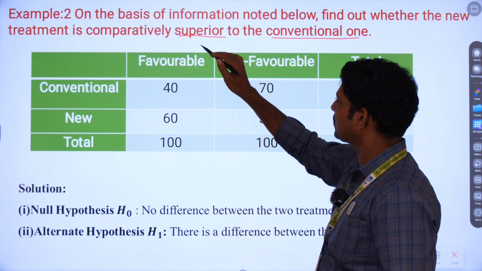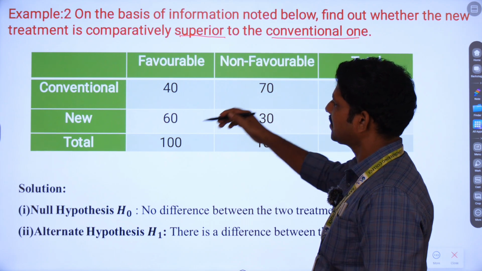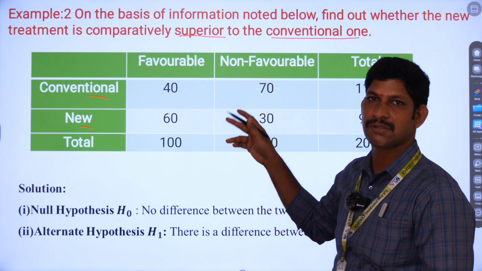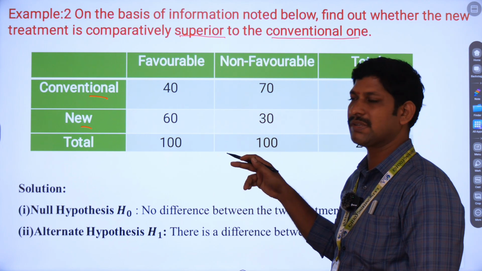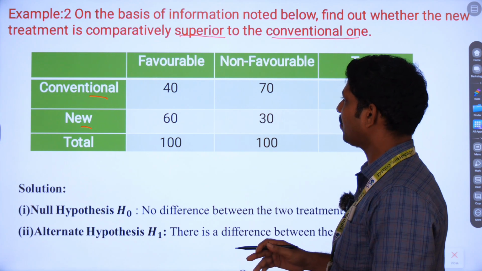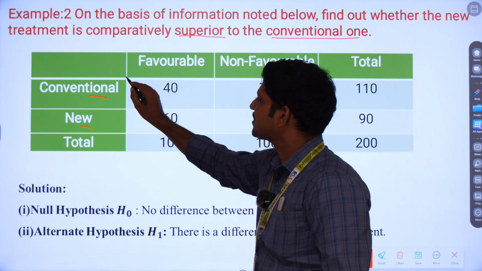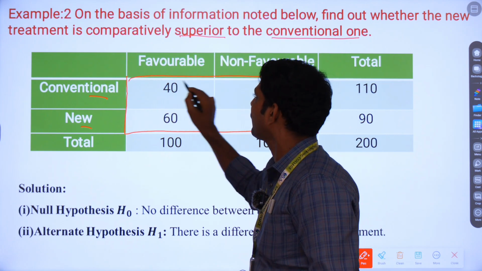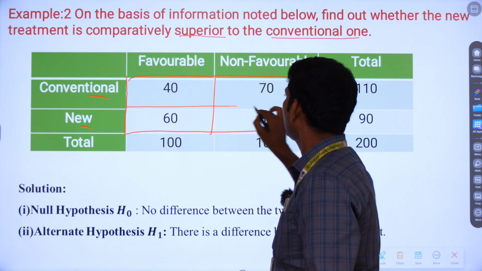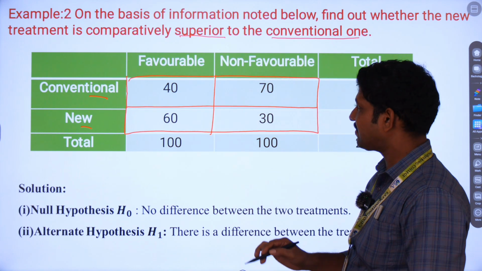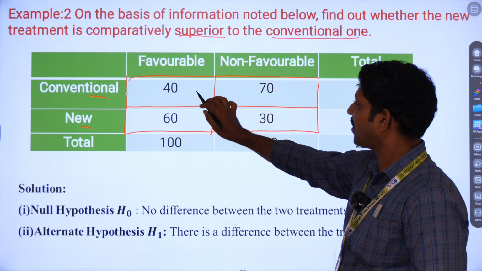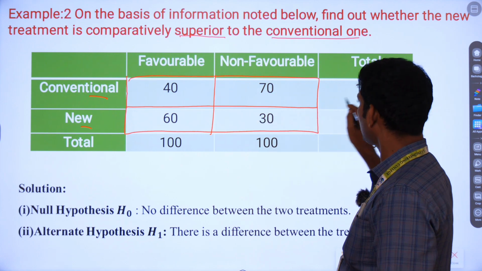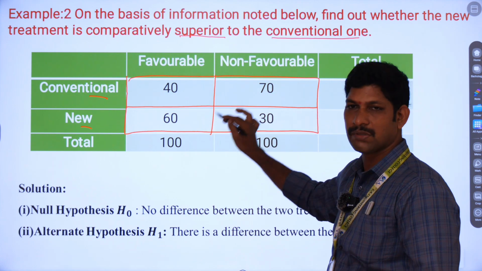So it will be superior case 1, and conventional case 1. The conventional case and the new case, so it will be discussed on the two cases. Clearly we can check they are independent attributes. That will be one identification. Second identification, a 2x2 contingency table is given. This is also identification for a chi-square test. We can also check with the row totals.